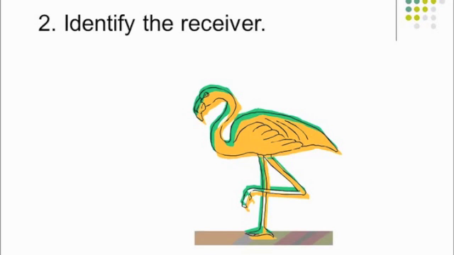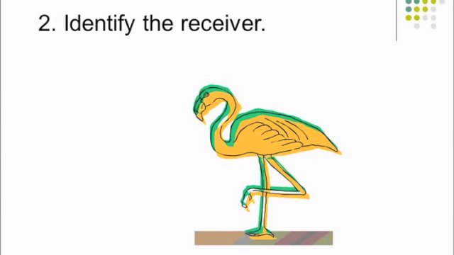Step 2 is to identify the receiver. Now, when you identify the receiver, you want to pick the most obvious example. So for example, the bird. Don't pick a wing, don't pick a feather, don't pick just one toe. You're going to pick the entire bird to be your receiver.